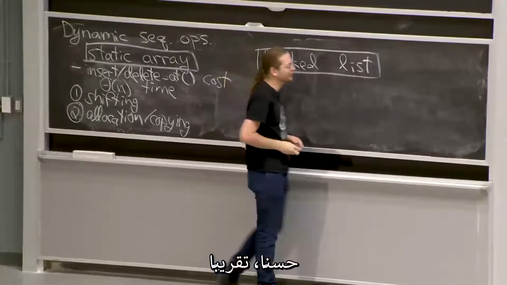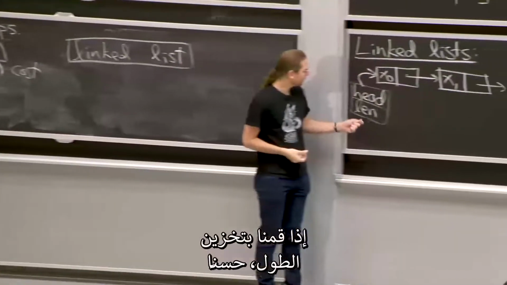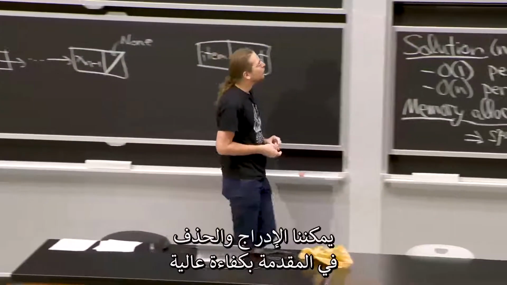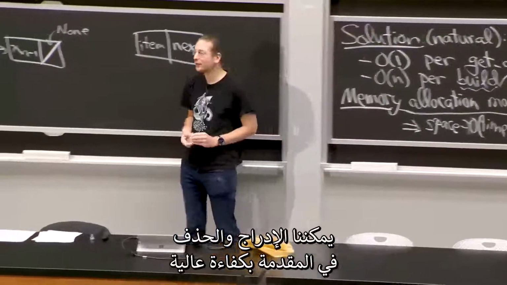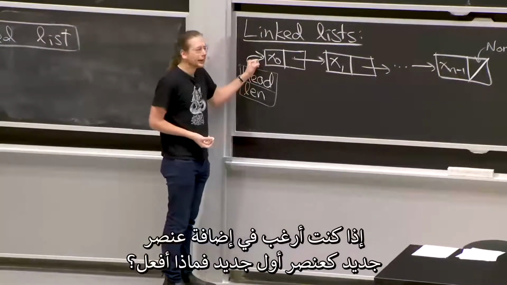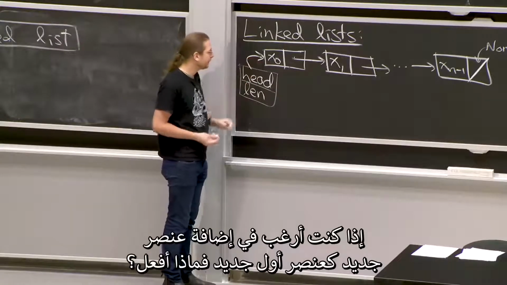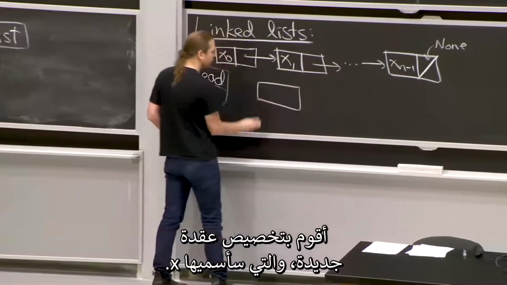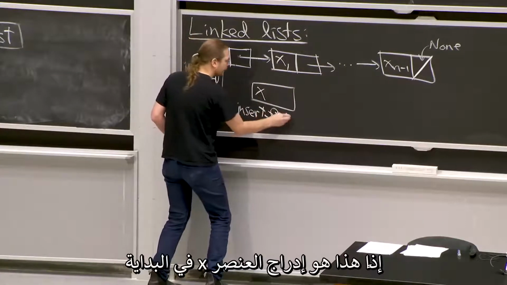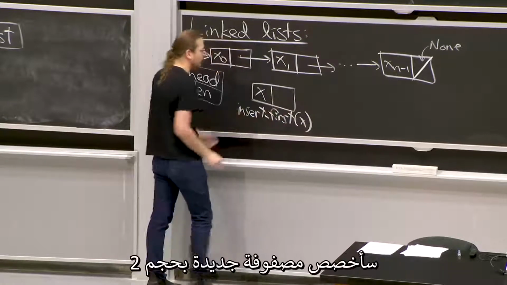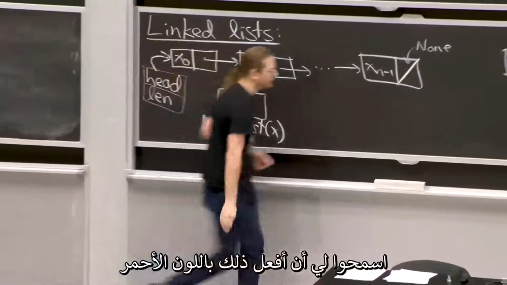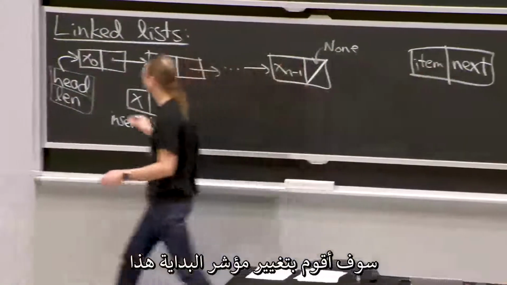Now linked lists are going to be almost the opposite. Well, almost. So if we store the length, we can compute the length of the array very quickly. We can insert and delete at the front really efficiently. If I want to add a new item as a new first item, then what do I do? I allocate a new node, which I'll call x. So this is insert first of x. I'm going to change this head pointer.